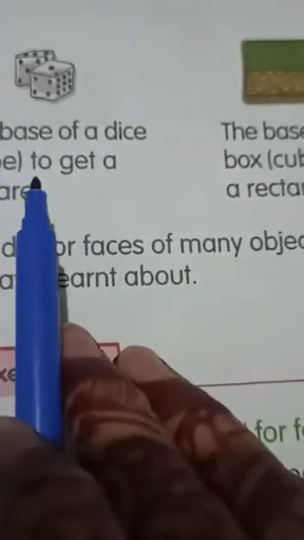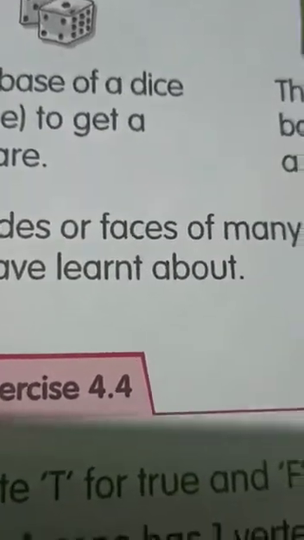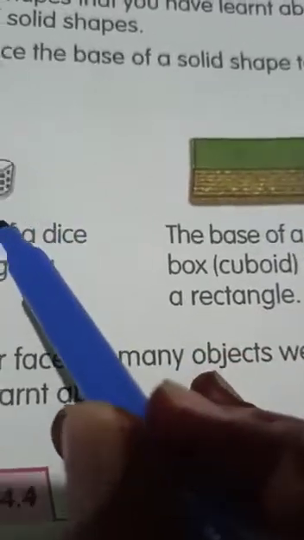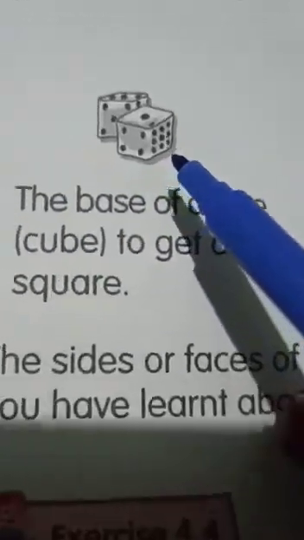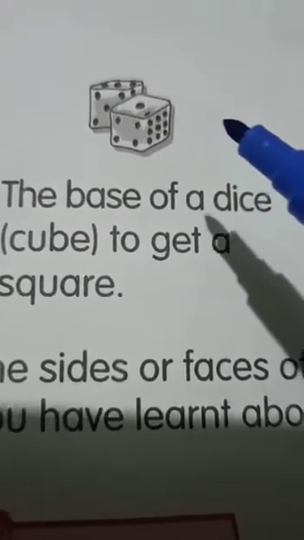Children, see here the base of a dice or a cube. To get a square, we can draw these flat shapes that we have learned about from solid shapes. So we can draw this cube or a dice to get a square. Few flat shapes that we have learned about can be drawn with the help of solid shapes.